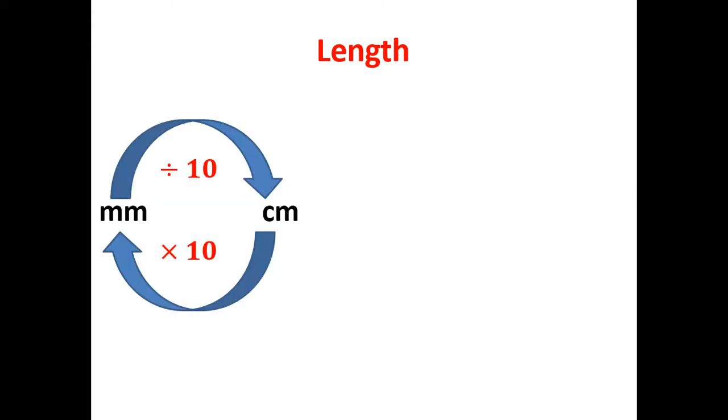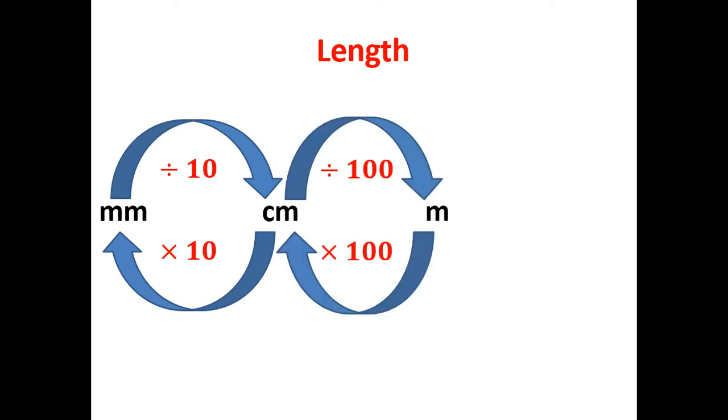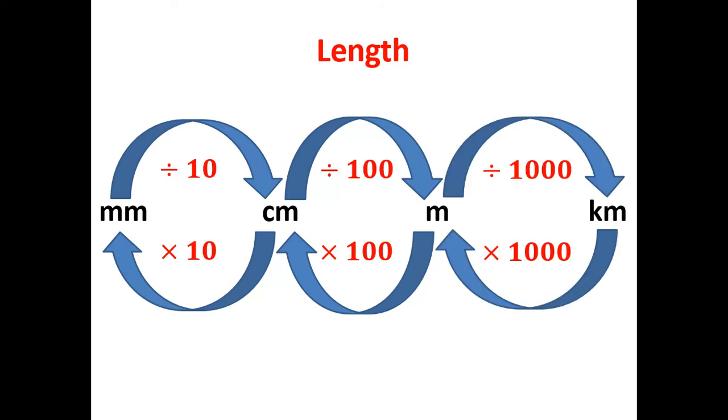If we want to change millimeters into centimeters, we're going to divide by 10. If we want to change centimeters back into millimeters, we multiply by 10. If we want to change centimeters into meters, we divide by 100. If we're changing meters back into centimeters, we multiply by 100. And if we're changing meters into kilometers, we divide by 1000. If we're changing kilometers back into meters, we multiply by 1000.